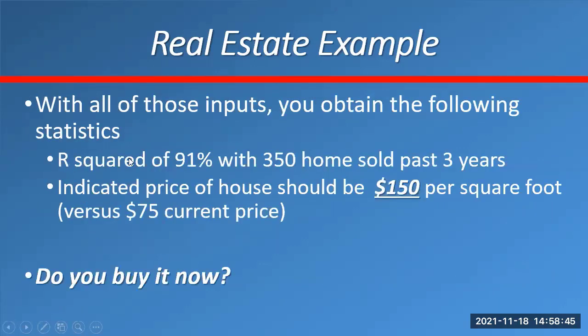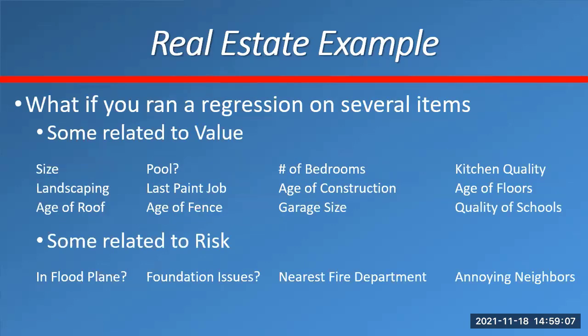When you do all of that, you can explain 91% of the variability in house pricing by using those factors. That's a pretty good model, right? So when you do that, this house gets a value of 150 per square foot, but you can buy it for 75 per square foot. So the question is, do you buy it based on this model?